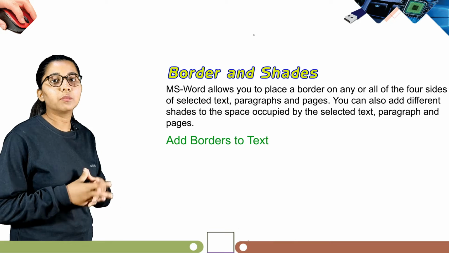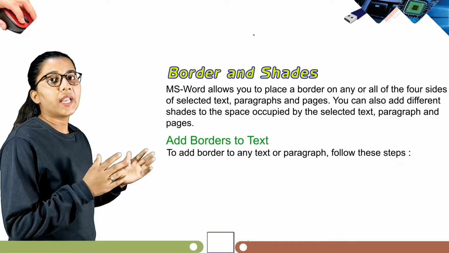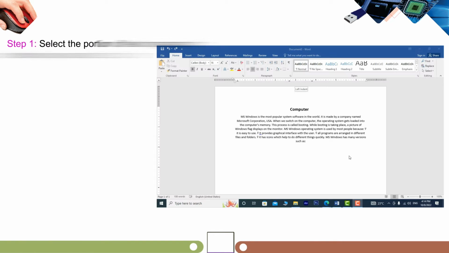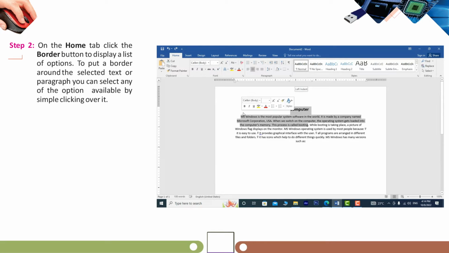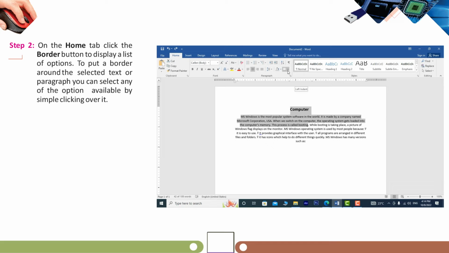Now, how will you add a border to your text? Let's learn about it. To add a border to any text or paragraph, follow these steps. Step 1 is to select the portion of text or paragraph to which you want to add a border. Step 2 is on the Home tab, click the Border button to display a list of options to put a border around the selected text or paragraph. You can select any of the options available by simply clicking on it.